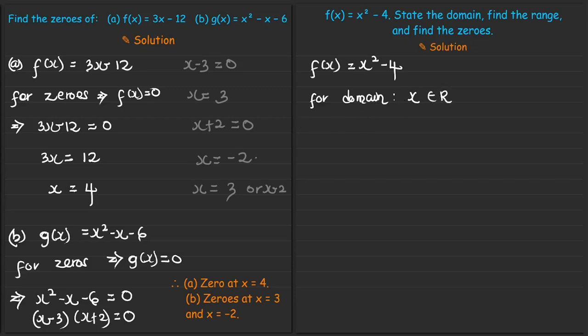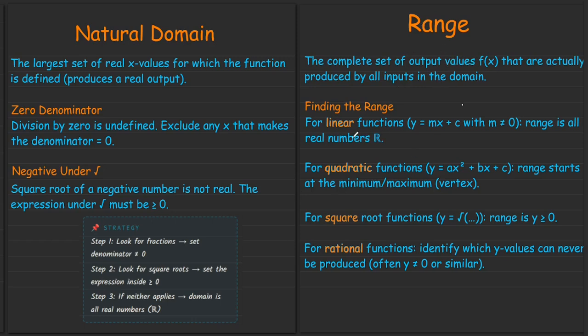Then we come to our range. Remember, we said for linear functions, the range is also all elements of R. For quadratic functions, we said the range actually starts from the minimum or maximum value. You get it? And then we also said that for square root functions, the range is what? y being greater than or equal to 0. And we have that of rational functions as well. In this case, we are talking of a quadratic function. So for it to be quadratic, the range starts from the minimum or maximum value.